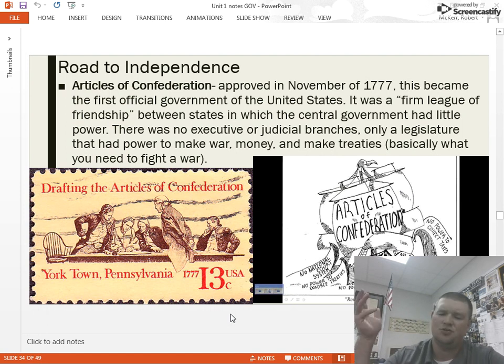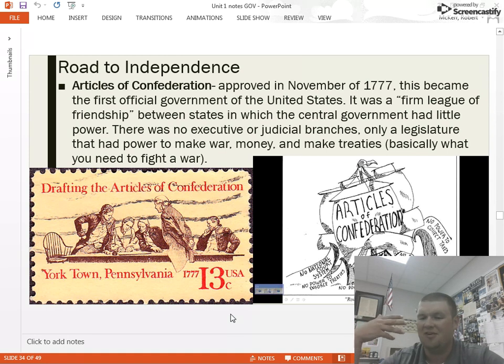So let's talk about our national government. The states make their own governments. What about our national government? The Articles of Confederation. You guys have studied this in history classes time and time again, so you're familiar that this is our first form of government in the United States, and our founders intentionally make it weak.